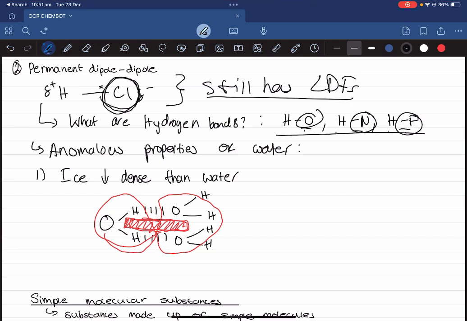Another anomalous property is simply that water has a high melting point and boiling point. And that's, again, because of how strong the hydrogen bonding actually is. Hydrogen bonding is the strongest permanent dipole-dipole interaction. Therefore, it has that high melting point and boiling point.